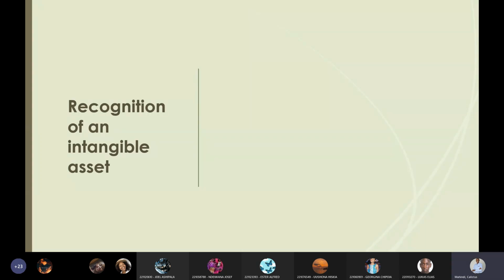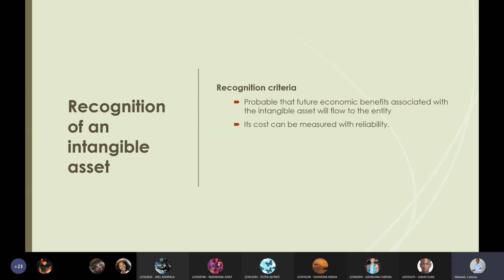So how do we recognize intangible assets? Intangible assets will use the recognition criteria from the 2010 Conceptual Framework, whereby there must be a probability of future economic benefits flowing to the entity, and the cost of that intangible asset should be measured with reliability. I'm sure you know this recognition criteria. There must be a probability that future economic benefits associated with the intangible asset will flow to the entity, and the cost of that intangible asset can be measured with reliability.